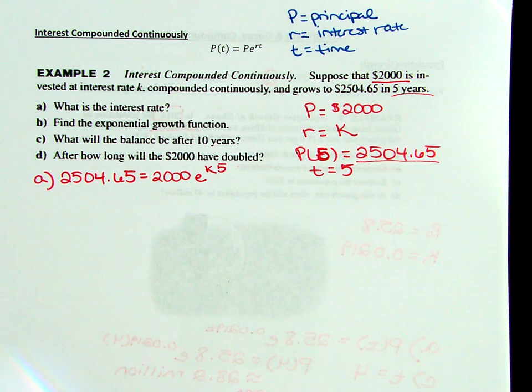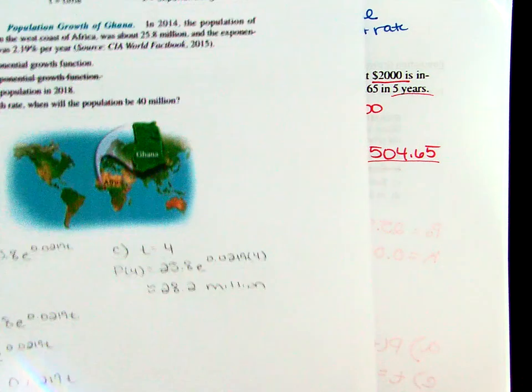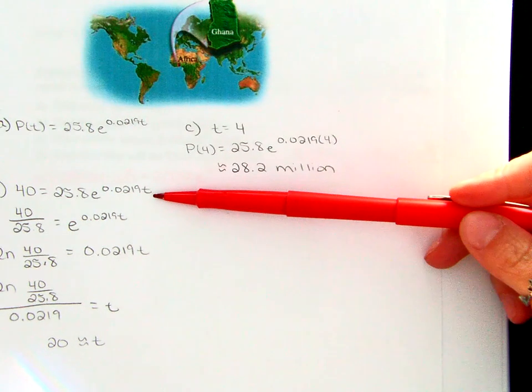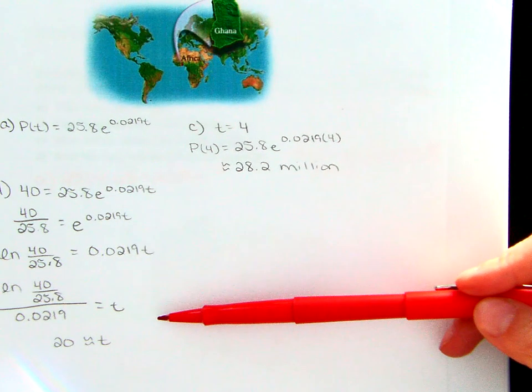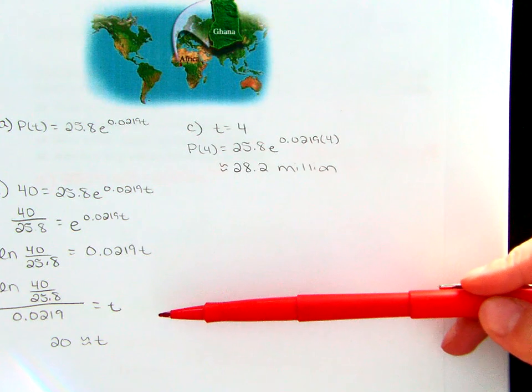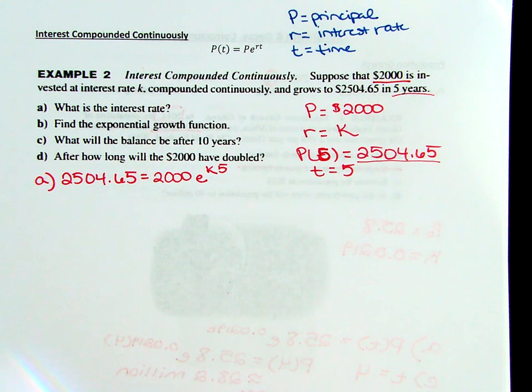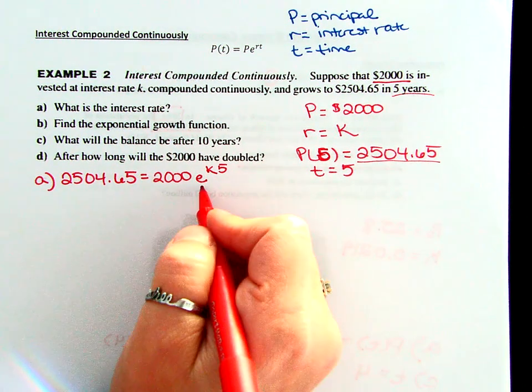We're going to do the same process we did on the last one, when we had to figure out how many years, only this time it's not figuring out how many years, we're going to figure out the rate, because we know the years. But we're going to do the exact same steps that we just did, where I need to isolate my exponential. So I'm going to divide by the 2,000.